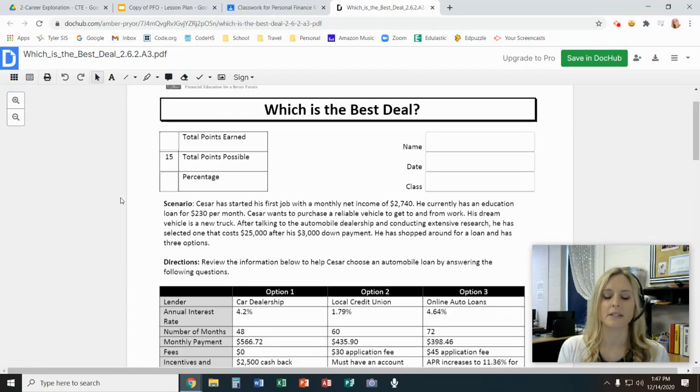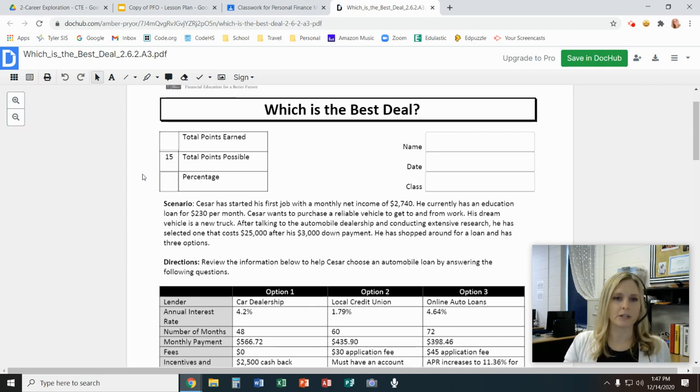All right, today's activity is a worksheet called Which is the Best Deal? So we are looking at comparing different loan offers. If we're looking for a car and we want to make sure that we are getting the best loan terms, what kinds of things would we need to compare and consider?